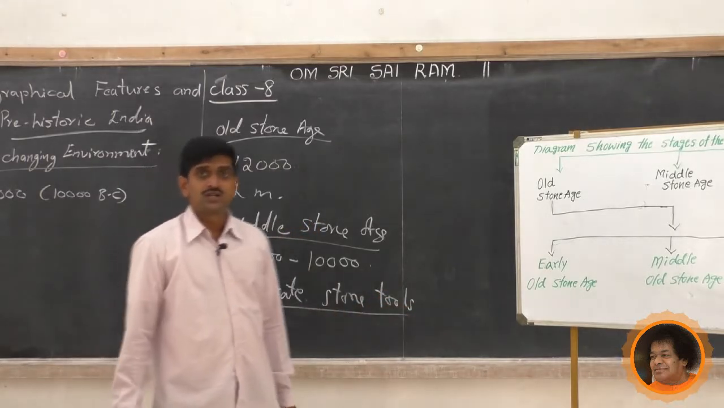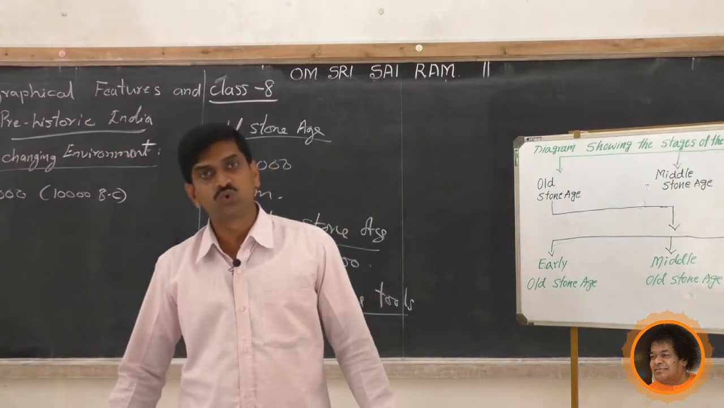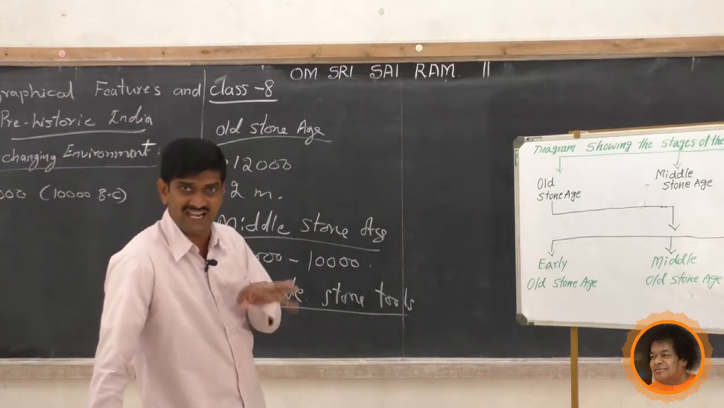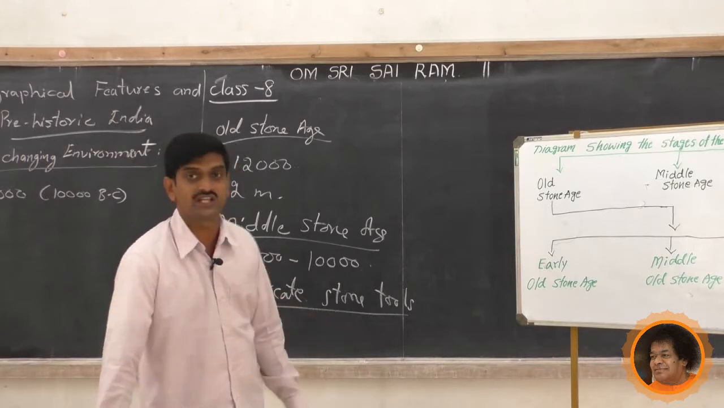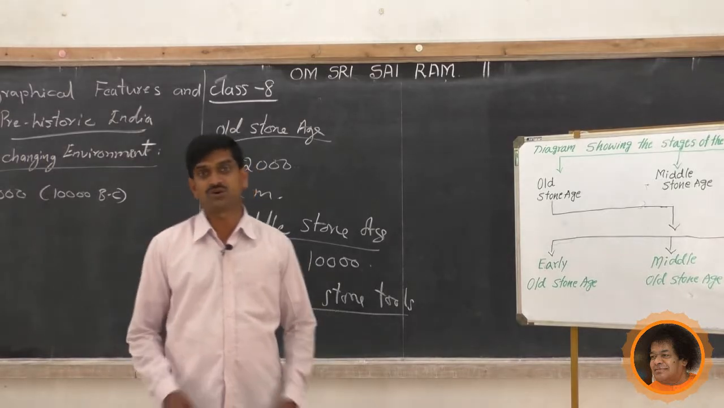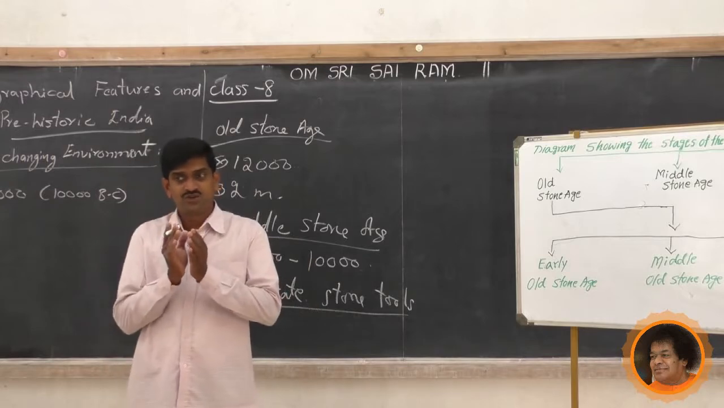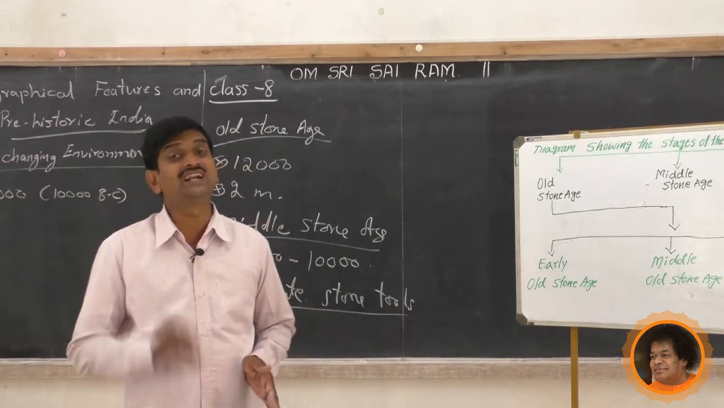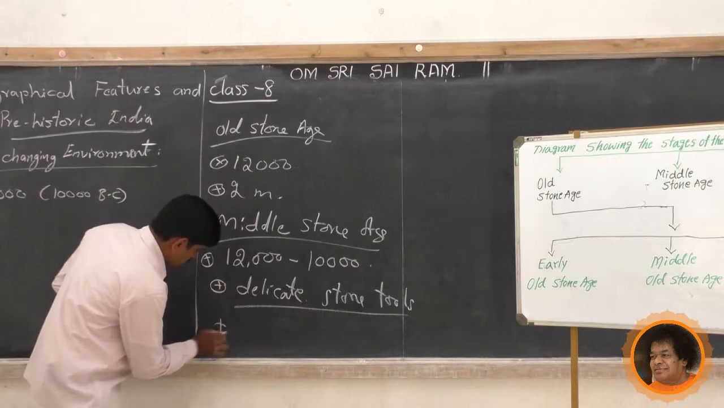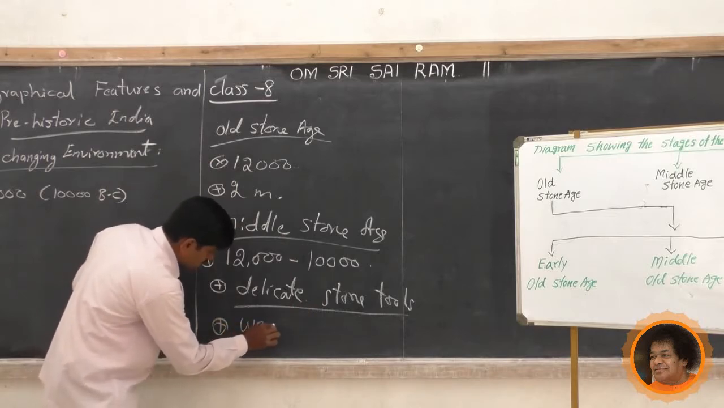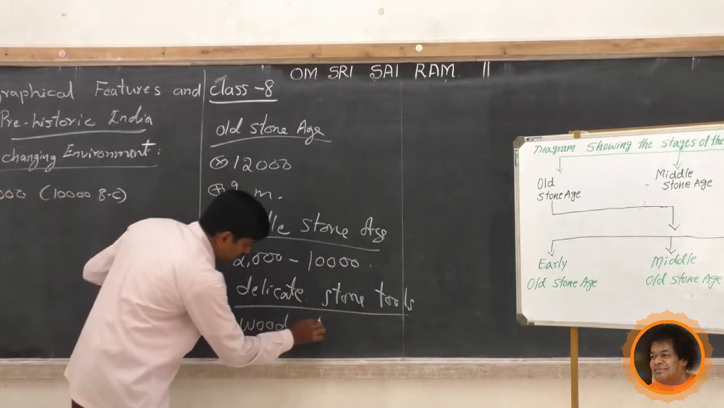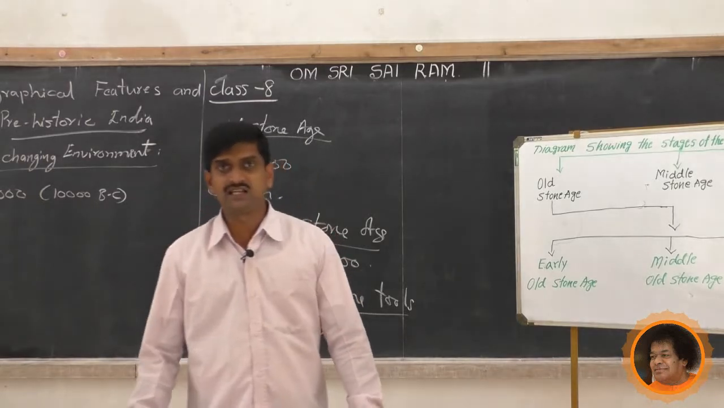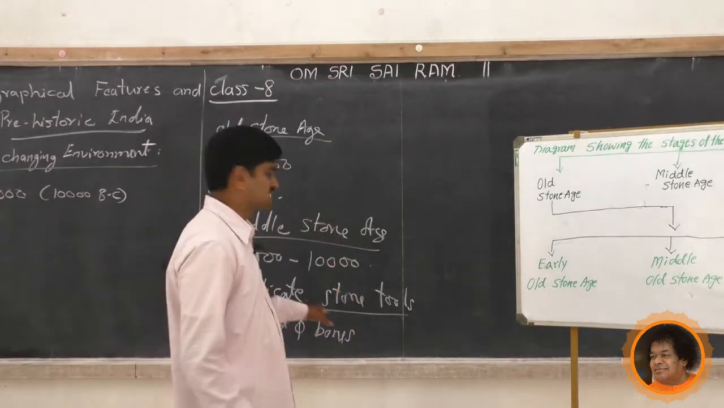The stone implements or the stone tools of the Middle Stone Age are very small. Hence this is called the delicate Stone Age, or microliths. They used to fix these stone tools with handles made out of wood and bones. Wood and bones were used as handles for these stone tools.